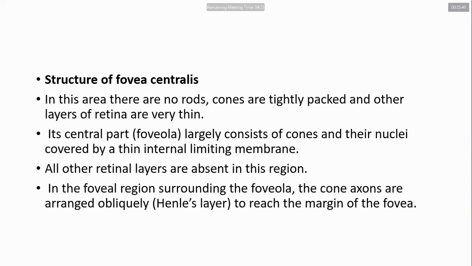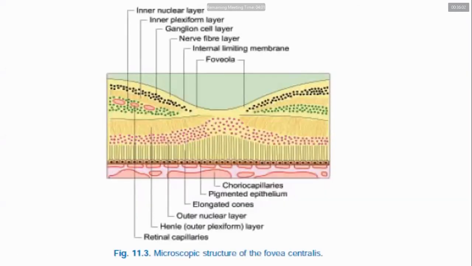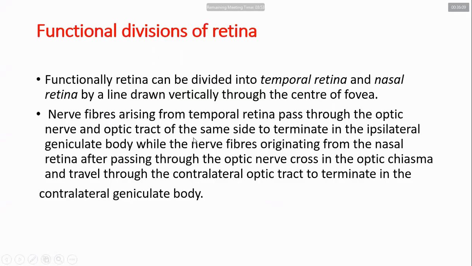And in the region surrounding the fovea, the cone axons are arranged obliquely to reach the margin of the fovea. So it has clinical importance, this hyaline layer, in diabetic patients or in other types of disease, which we will discuss later, the applied anatomy. So this is a peculiar type of microscopic structure of the fovea, and functional divisions, and further part we will discuss in the next class.